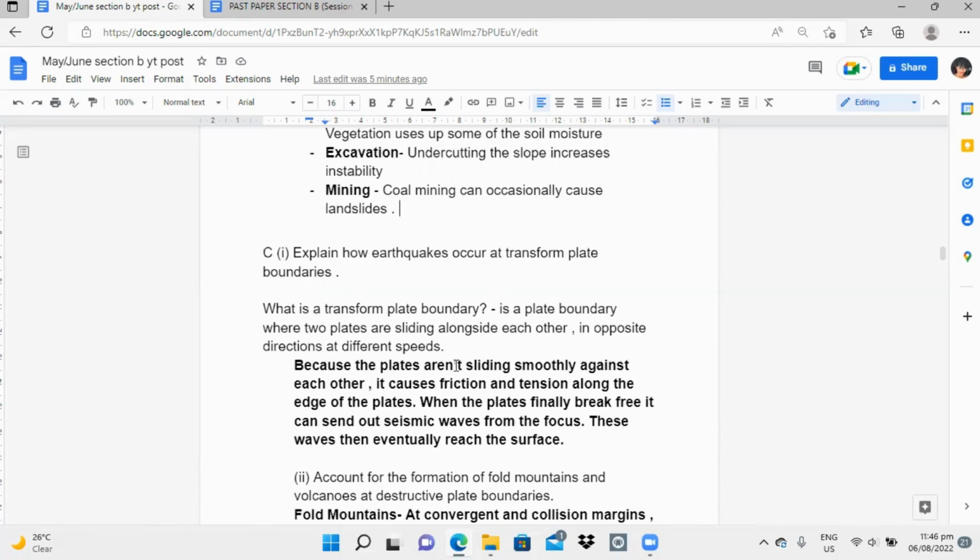So again, because the plates are sliding against each other, it causes friction and tension along the edges of the plates. When the plates finally break free, it can send out seismic waves from the focus. The focus is the point at which the two plates broke free, where the seismic waves are released. These waves then eventually reach the surface, and that is what we feel as the earthquake. The point at which the seismic waves reach the surface is known as the epicenter.